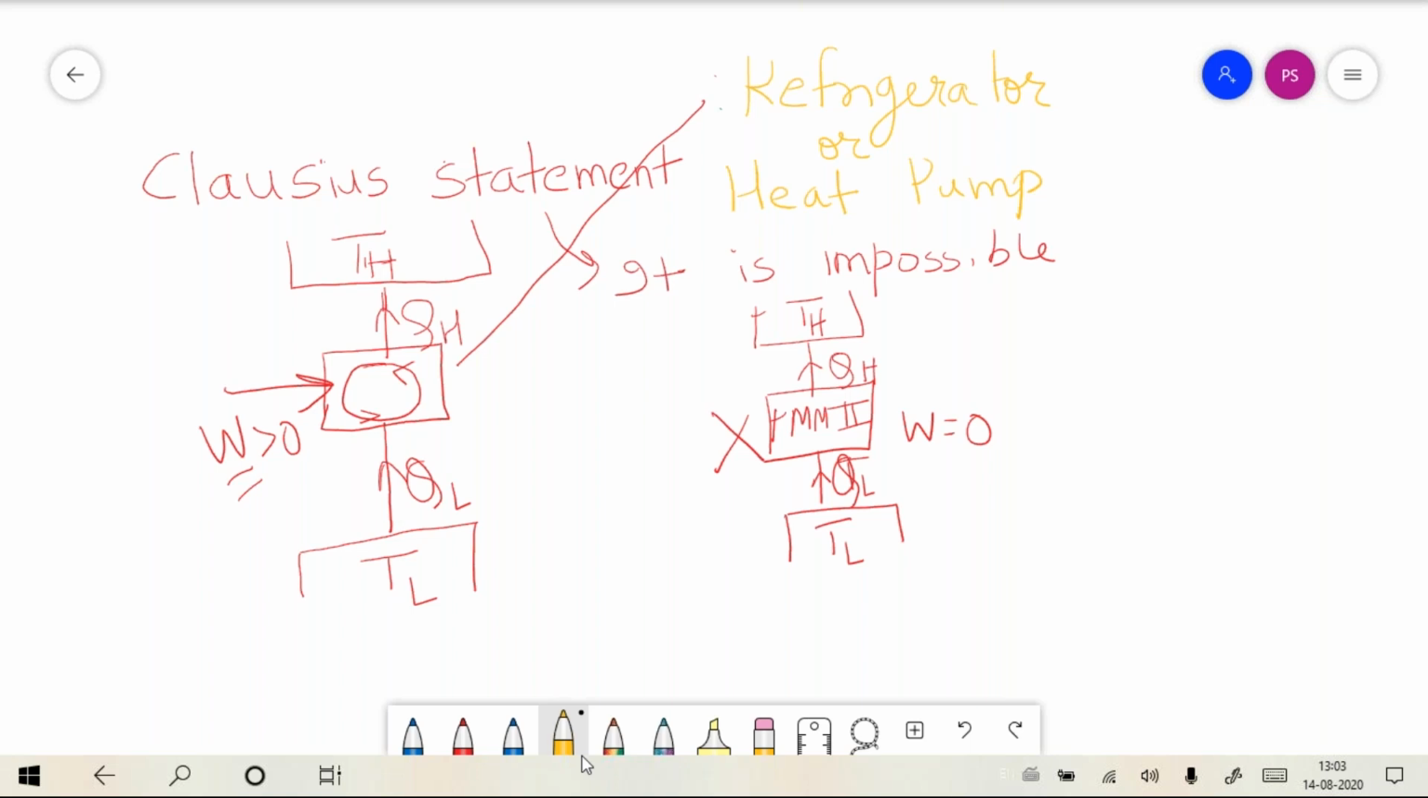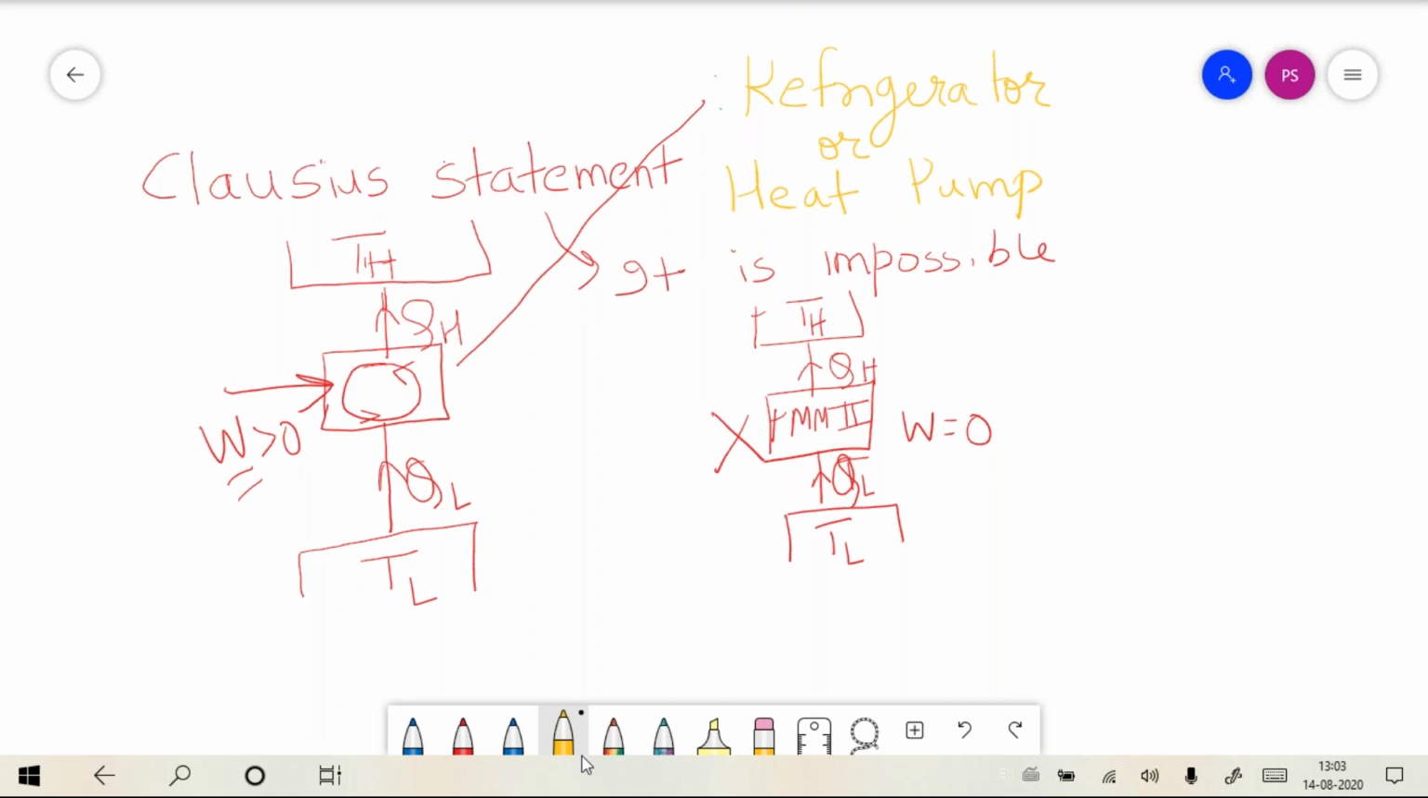The schematic of a refrigerator and a heat pump appears to be the same. That is, you would have a higher temperature body, that is TH, and a lower temperature body, that is TL, and you would show a heat transfer QL from TL to the machine and QH from the machine to TH. There has to be certain work which is to be supplied, and the value of that work has to be greater than zero. This work has to be supplied to this machine. So this schematic holds good for both the refrigerator and a heat pump.